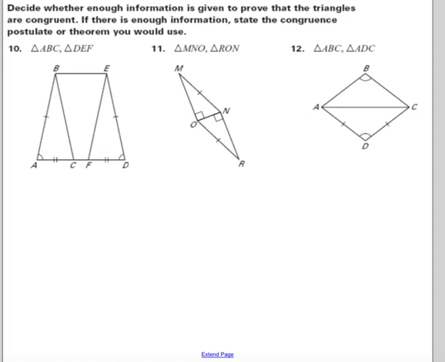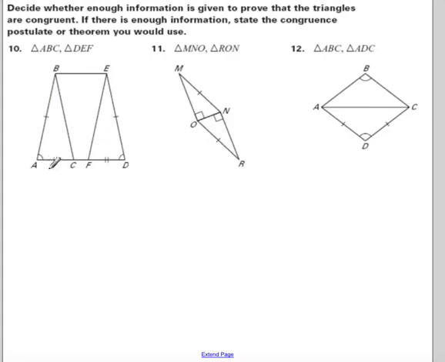Here it says decide whether enough information is given to prove that triangles are congruent. If there is enough information, state the congruence postulate or theorem you would use. So we're checking if these triangles are congruent, like we were a minute ago on the other video, and they didn't tell us that we had to use any particular reason. So we're checking what reason and if they are congruent.